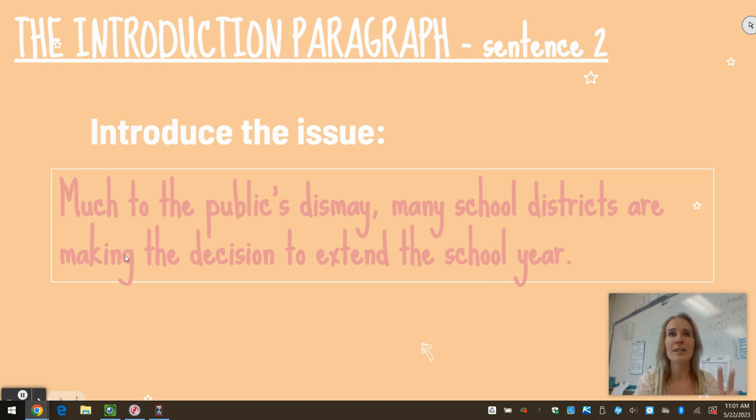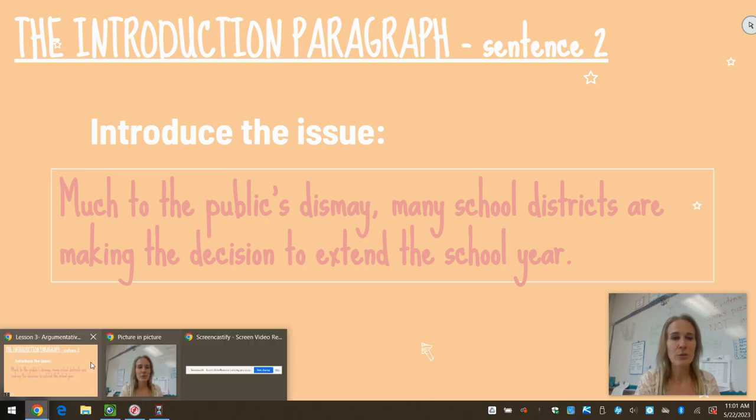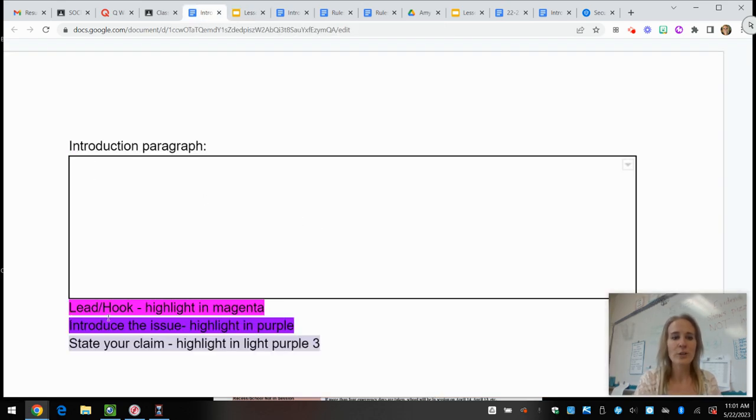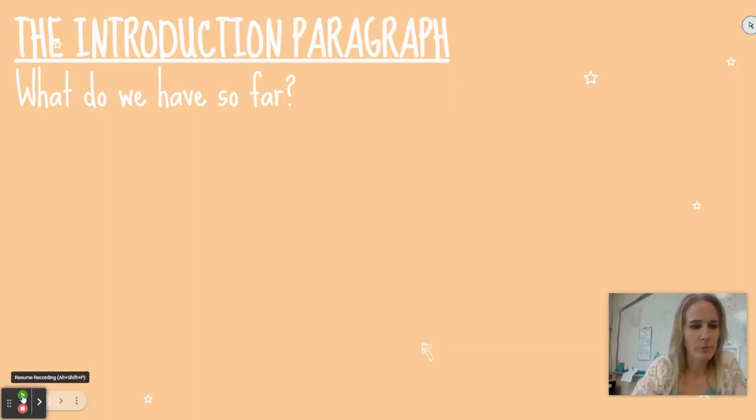You're going to go into sentence number 2, and you're going to introduce your issue. So go back into your paragraph, and you're going to introduce the issue. Sentence number 2, give both sides of the argument. Some people feel this way, some people feel this way. Okay? All right, that's what you're going to do now.